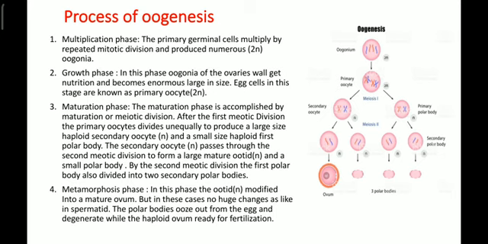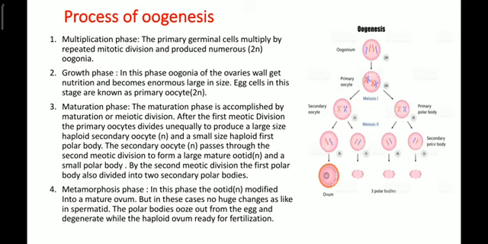gets more nutrition and becomes enormous, large in size, which is called the primary oocyte. And the primary oocyte contains 2n chromosomes, the diploid number of chromosomes. So remember that the oogonium and primary oocyte both contain the diploid number of chromosomes. After that, the primary oocyte undergoes the first meiotic cell division, meiosis 1, to produce a large secondary oocyte and a very small primary polar body.